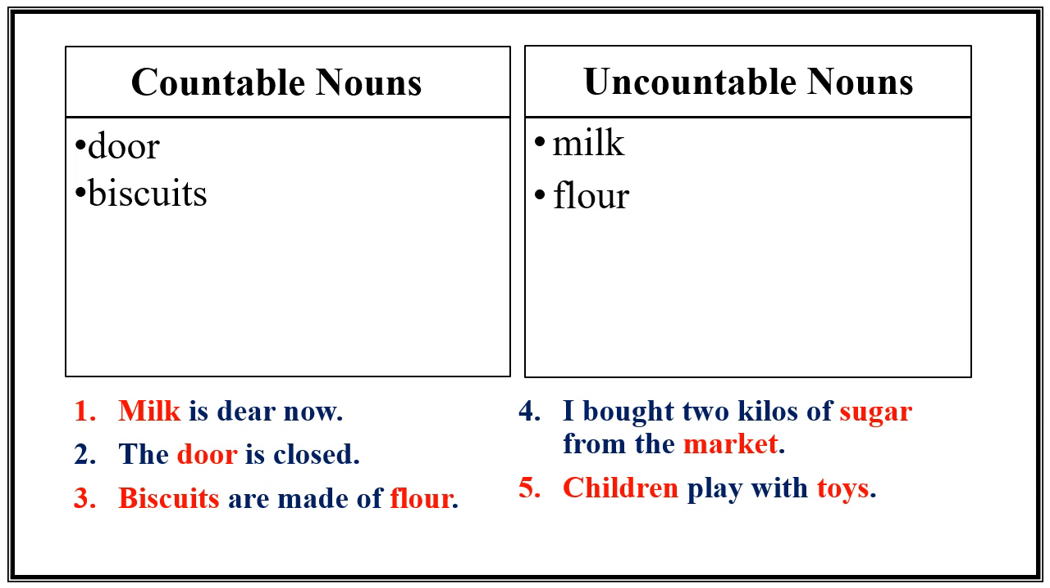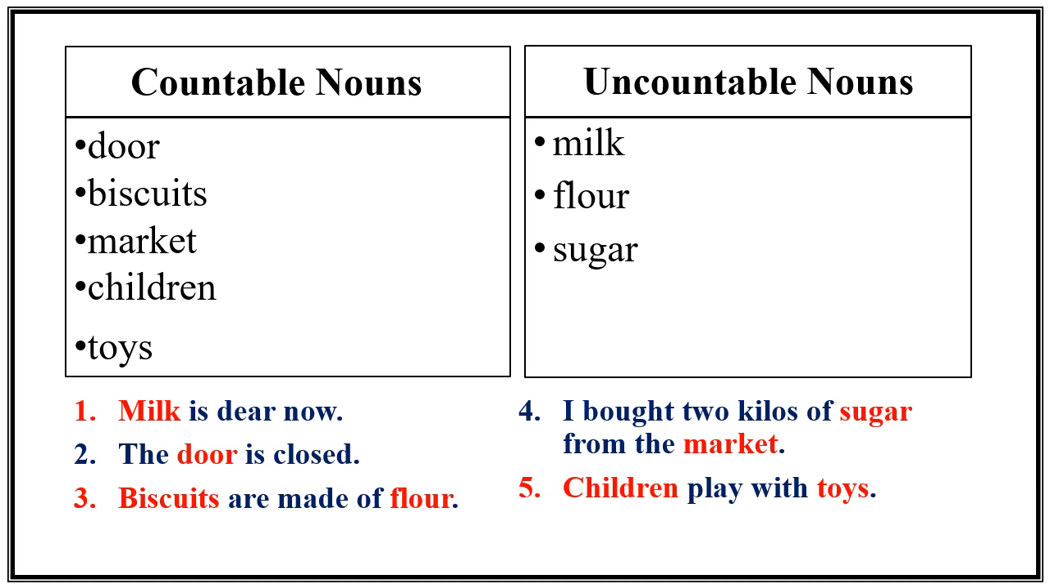And flour is an uncountable noun because we can't count flour, but we can measure it. In the fourth sentence, sugar is an uncountable noun, because we can't count the particles of sugar. We can only measure it. And the noun market is a countable noun, because we can count it, and it is also a common noun. And only common nouns are countable nouns. In the last sentence, children and toys are countable nouns, because we can count them.